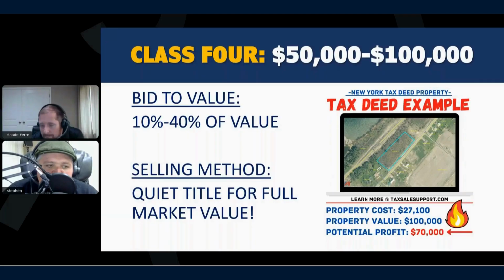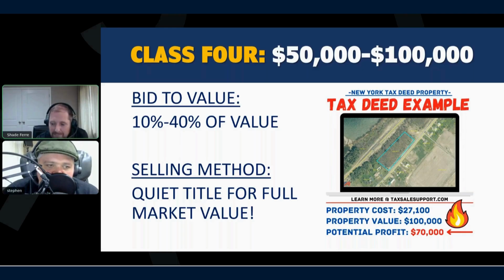As we get up to the properties class 4, so this would be pieces of land valued between 50 to 100,000, our percentage jumps up to 40% that we could pay as a maximum bid. So properties valued at 100,000, we could pay upwards of 40,000, but obviously we're trying to get it for less if we can. But the numbers would justify that amount just based on values and based on our potential profitability.